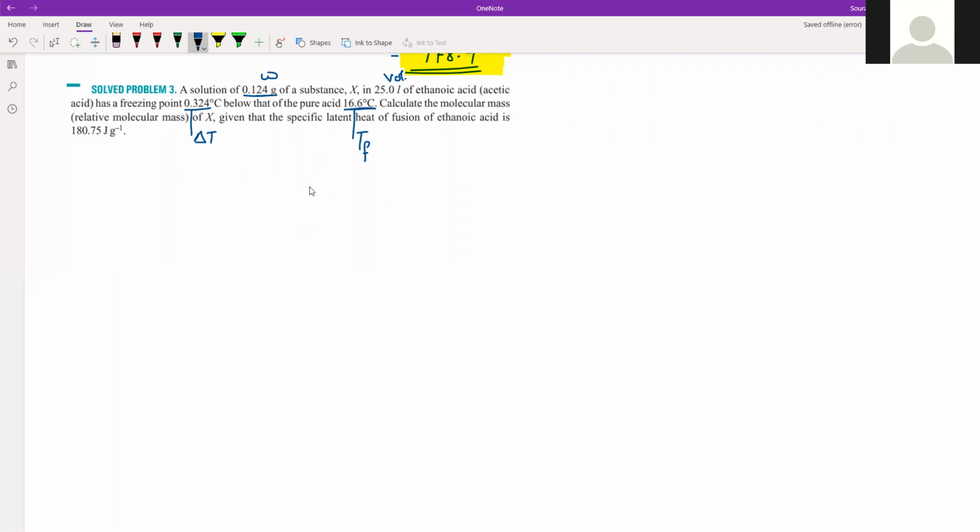What else do we have? Calculate the molecular mass of X, that is unknown. So we have to find M. And what else is given? Given the specific latent heat of fusion, that is LF, and that is given here. If we see this carefully, we don't have KF. So that means this problem is actually a two-step problem where we'll have to first find the value of KF.